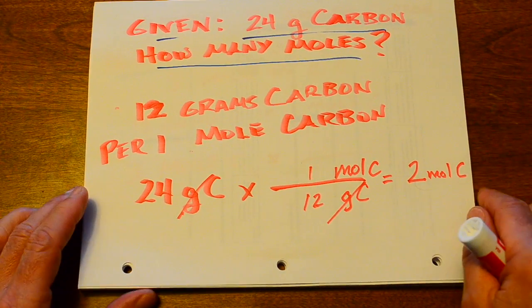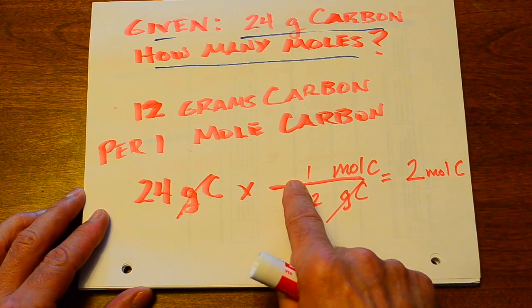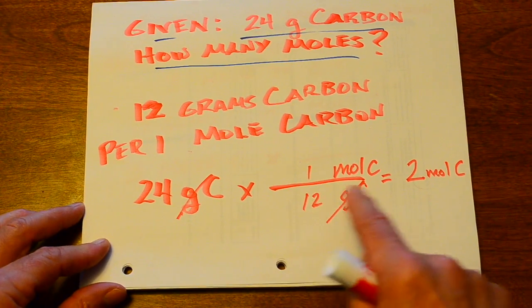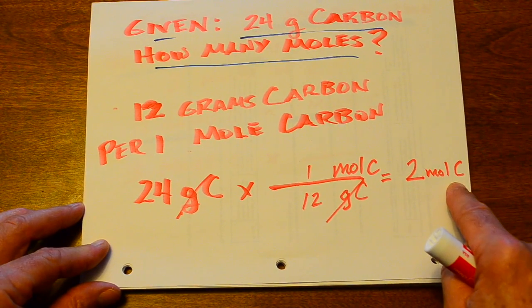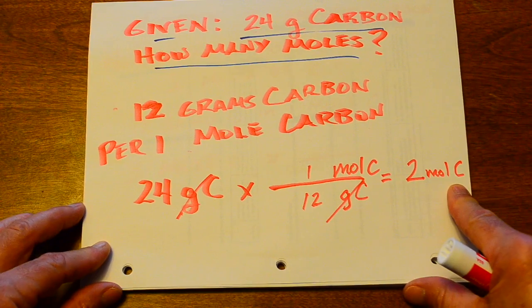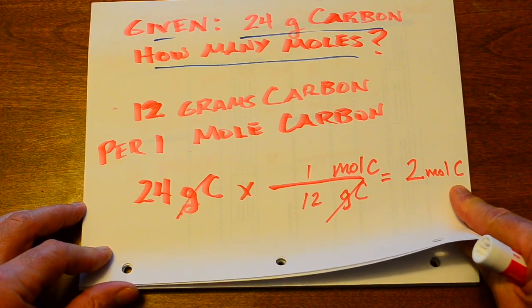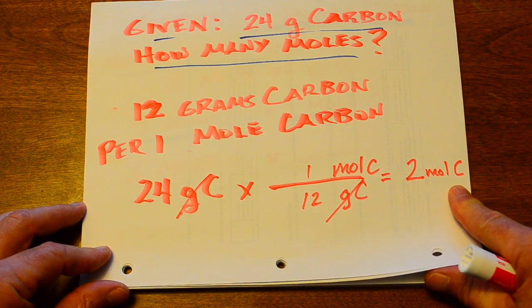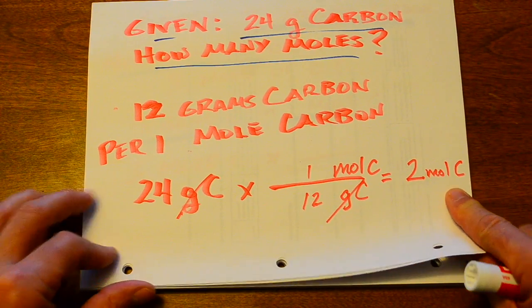So now it becomes very simple. 24 times 1 divided by 12 equals 2 moles of carbon. So that is how you can quickly and easily convert grams to moles.